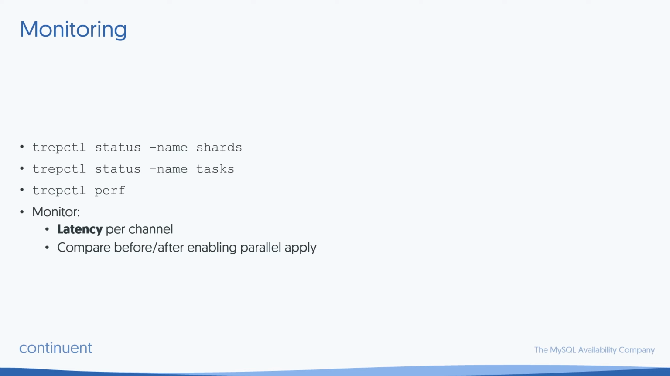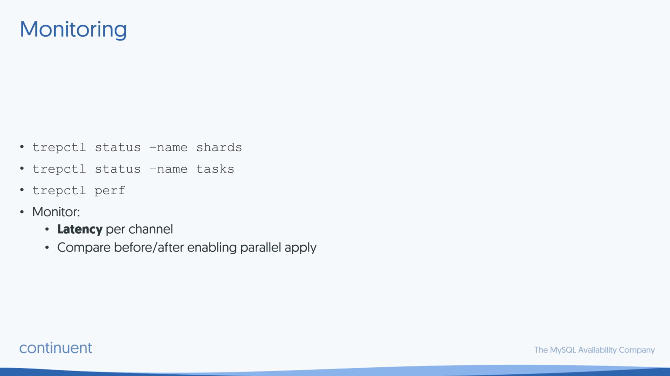The shards option will give you an expanded output showing the number of transactions for each shard or channel. And the -name tasks output shows a lot more expanded detail, and it will give you sequence number, progression, latency, etc. per channel. The trepctl perf output, if you have parallel apply enabled, will give you a more tabular version. It takes the values from name tasks and name shards, and puts that output into a tabular format for you, so it'll be easier to digest and read.